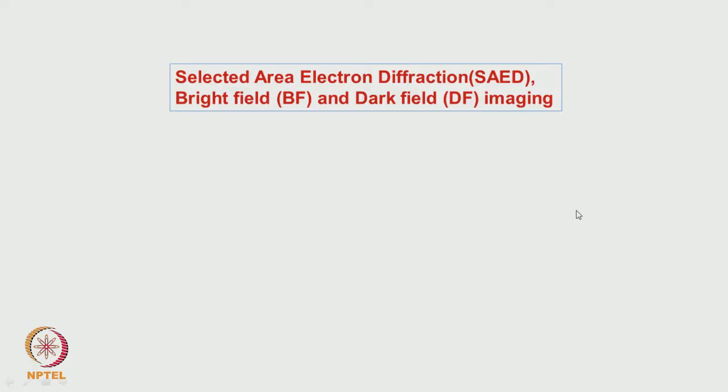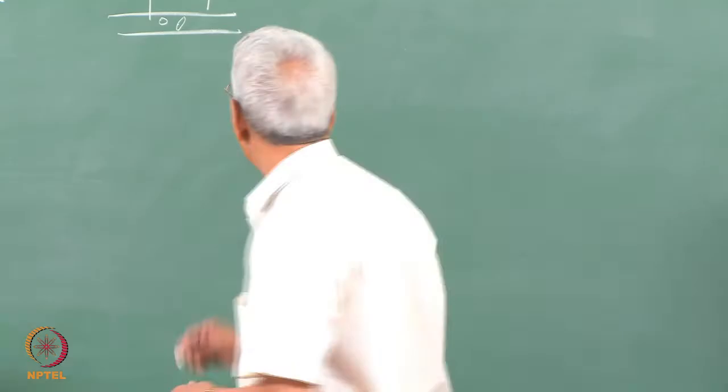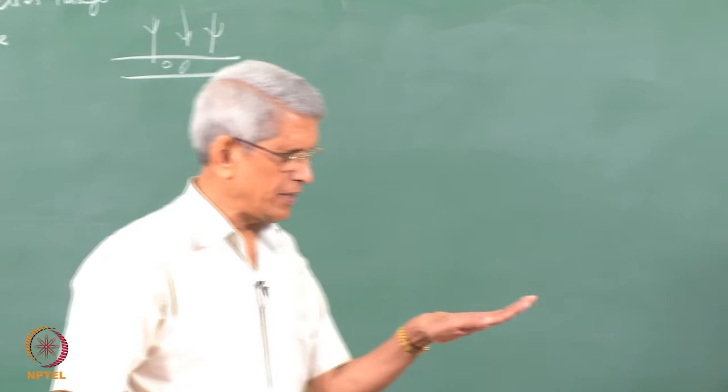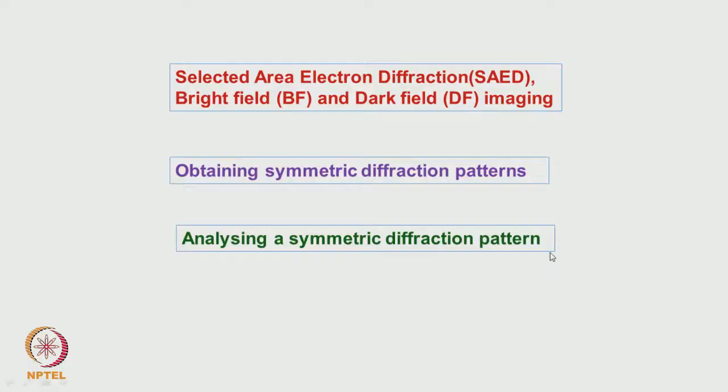The first step we have to follow is to obtain a symmetric diffraction pattern from the sample. That's the first step in doing an analysis. Once we have a sample with a microstructure and the beam is there, the sample can be tilted in different orientations, whichever orientation we want, and then we get a symmetric pattern. Once we have got a symmetric pattern, we should be able to analyze this pattern. That's another part of it which comes.